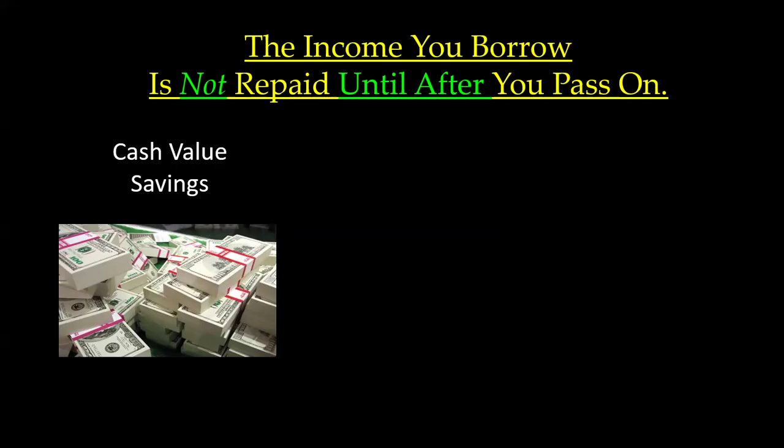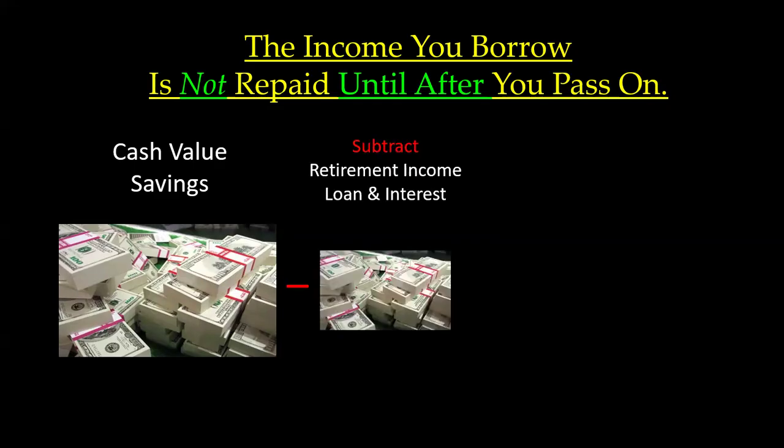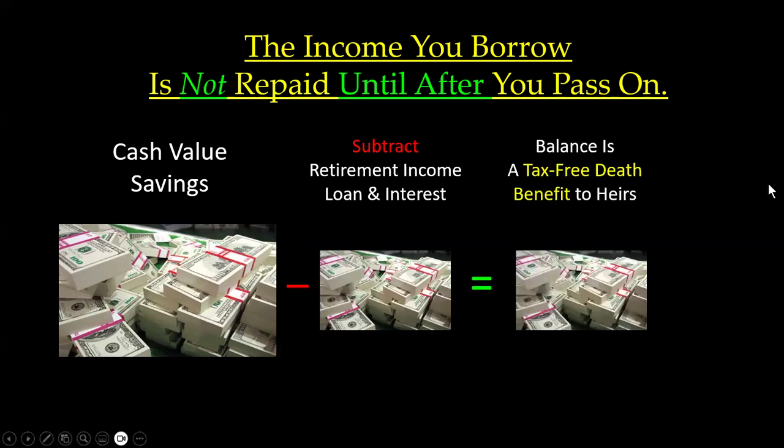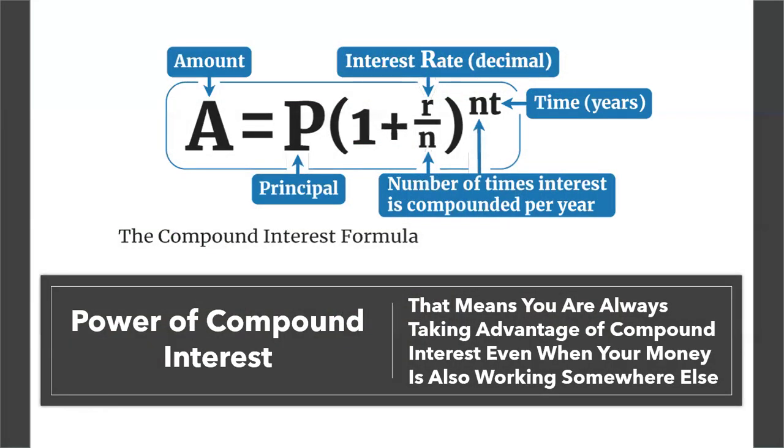Now, after we die, it's going to be all amortized. And that cash value savings, the insurance company is going to subtract whatever retirement income, loans, interest, whatever's on the books, and what's called a net death benefit. That's the balance goes to it as tax-free death benefit to the heirs. So you are creating a tax-friendly situation during your life and a tax-friendly situation after your death for your heirs. You're setting up yourself and the people that you're leaving money to.